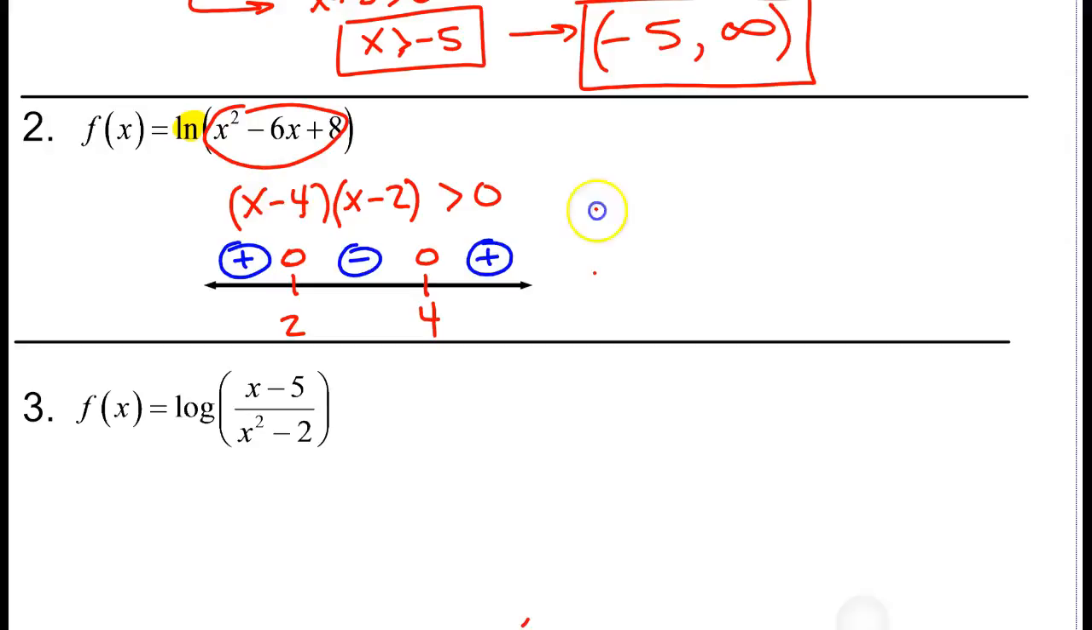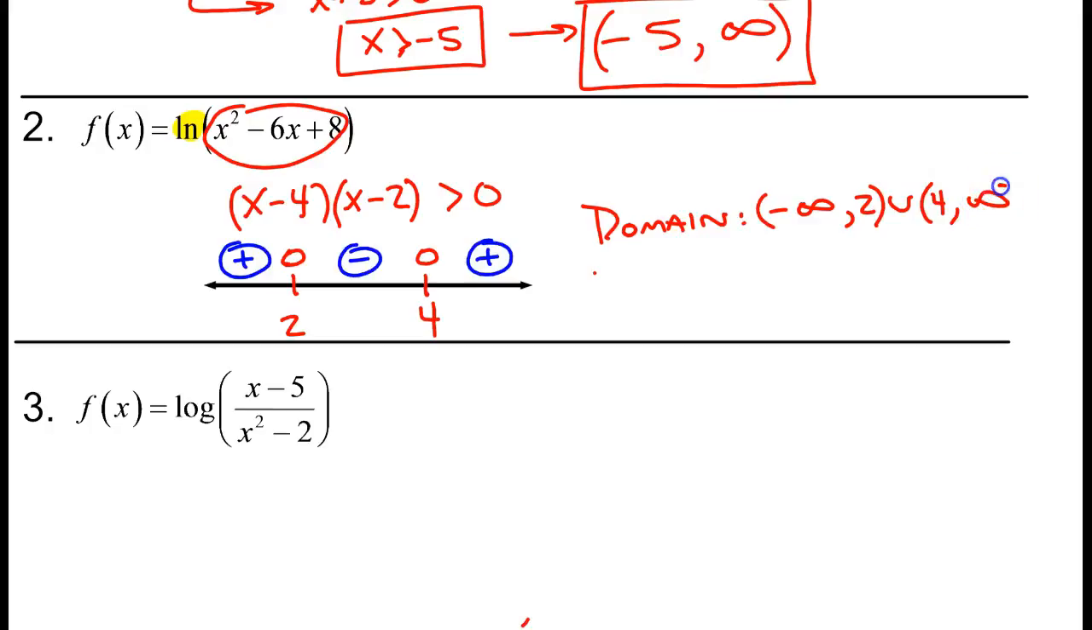So I'm going to say the following. My domain is from negative infinity up to 2, and then from 4 to infinity. Those are the intervals that give me a positive output.